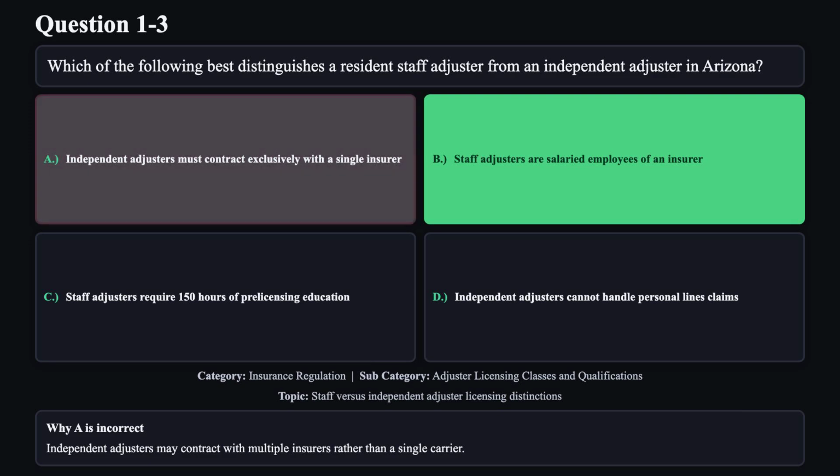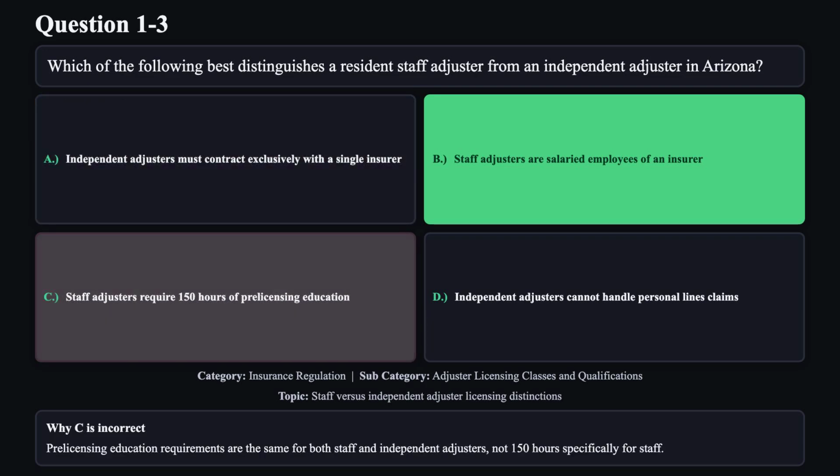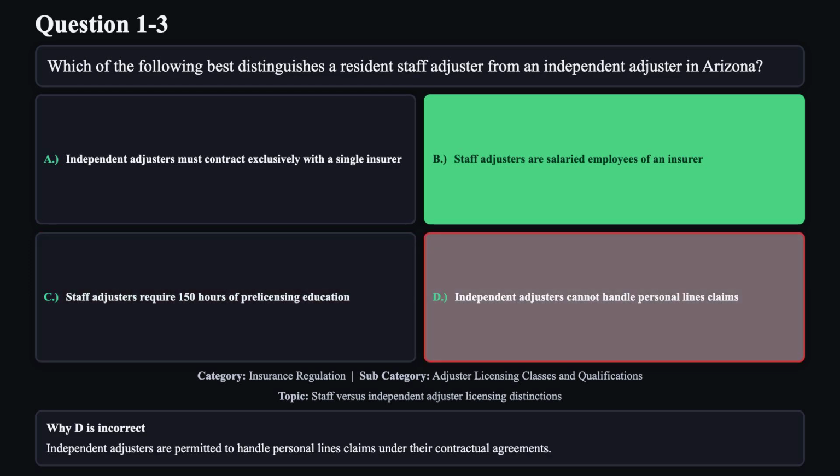Reason A is not correct. Independent adjusters may contract with multiple insurers rather than a single carrier. Reason C is not correct. Pre-licensing education requirements are the same for both staff and independent adjusters, not 150 hours specifically for staff. Reason D is not correct. Independent adjusters are permitted to handle personal lines claims under their contractual agreements.